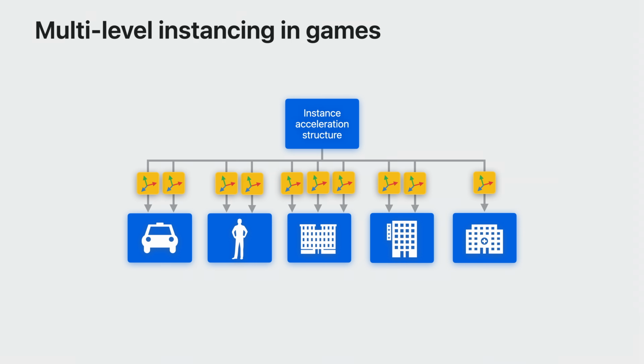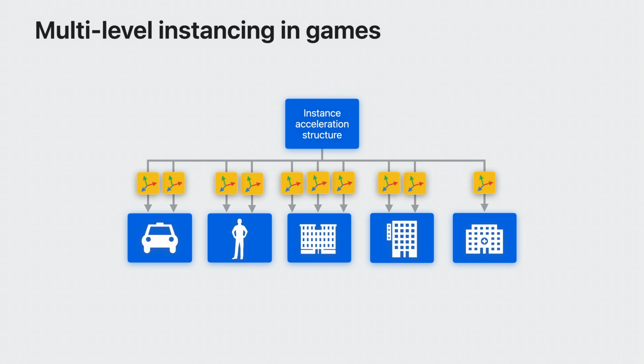But multi-level instancing isn't just for production renderers. It is also valuable for real-time apps like games. Games also use the two-level acceleration structure pattern, building worlds from instances of game objects. However, games are different from production renderers. Production renderers use deep hierarchies to reuse objects, but games use long lists of instances for game objects.